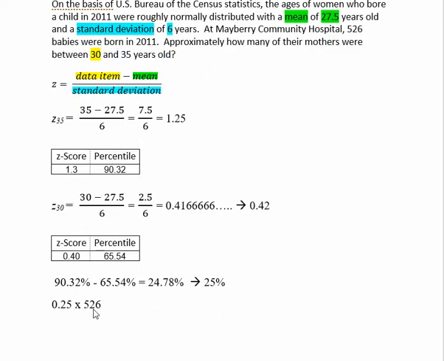And doing that calculation on a calculator, we get an answer of 131.5. So to give that as a number of people, how many mothers, we'll also round that to the nearest whole number. Using regular rounding rules, since this number is 5 or greater, we'll round up to 132 mothers. And that would be our final answer, about 132 mothers.